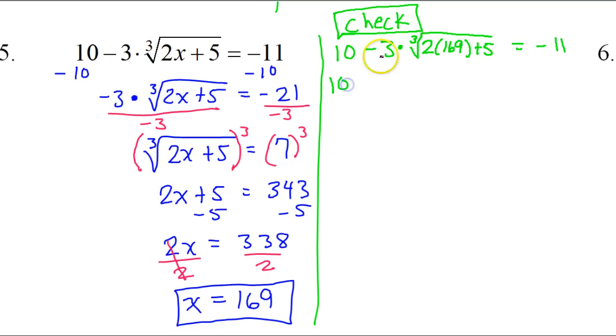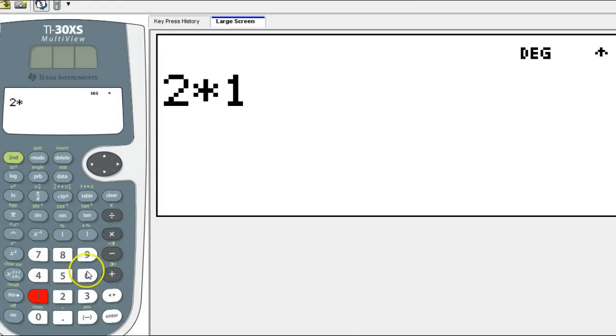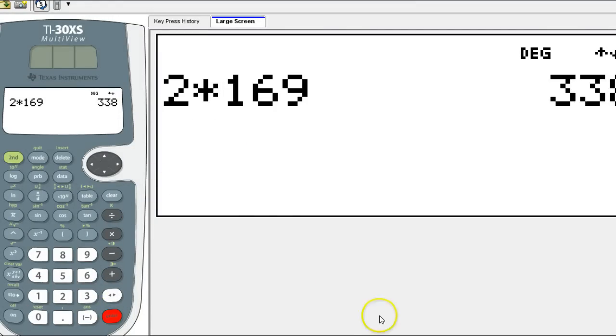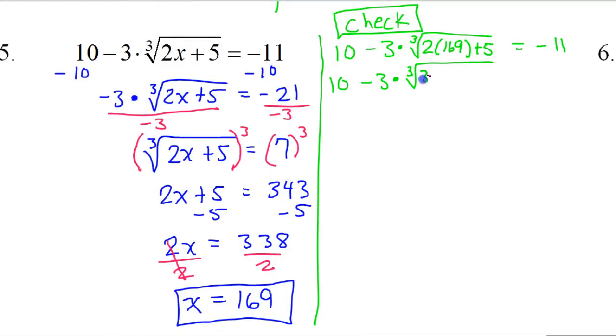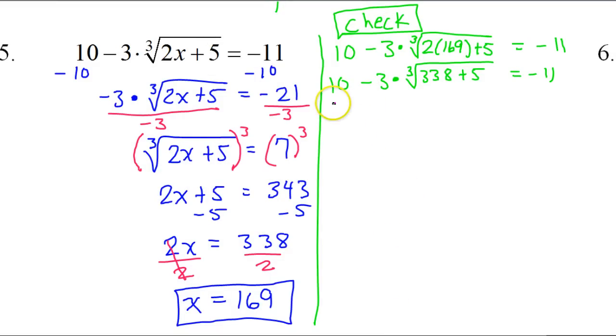Alright, so please do not be tempted to subtract 10 minus 3 and get 7. That would be wrong order of operations. Alright, let's do the stuff inside this radical first. Okay, so 2 times 169 is 338. So we have 338 plus 5, which is 343.